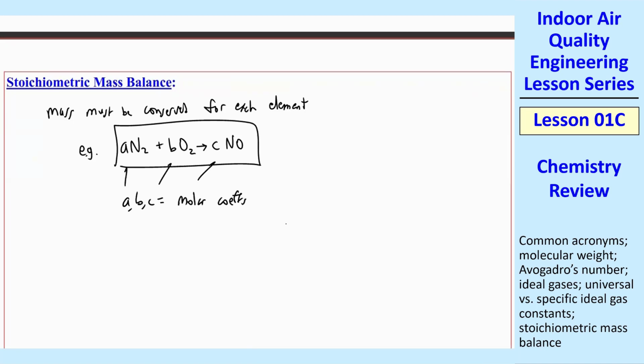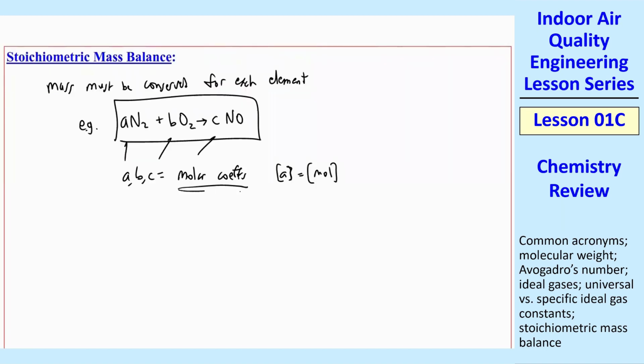You can think about this equation. These A, B, and C's can either be individual molecules, so A molecules of N2 plus B molecules of O2 yields C molecules of NO. Or what we typically do is think of them as moles instead. The dimensions of A and B and C are just mole. So A moles of N2 plus B moles of O2 equals C moles of NO. So we call these molar coefficients.